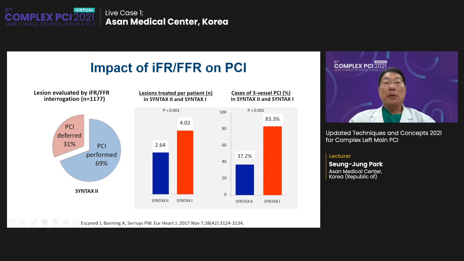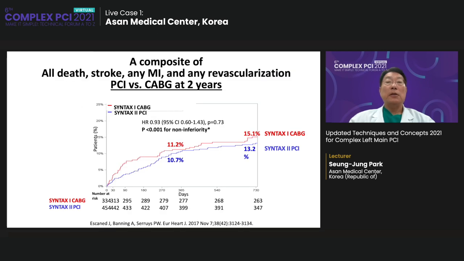In a lesion subset, SYNTAX 2 is clearly treated, region is less, and three-vessel disease defined by the physiologic definition, 7% from the 83%. SYNTAX 1 is the angiographic guided. So it's clear. Composite endpoint, all-cause death, stroke, any MI, any revascularization in 2 years, is clearly similar between the SYNTAX 2, functional PCI, and conventional bypass surgery groups.